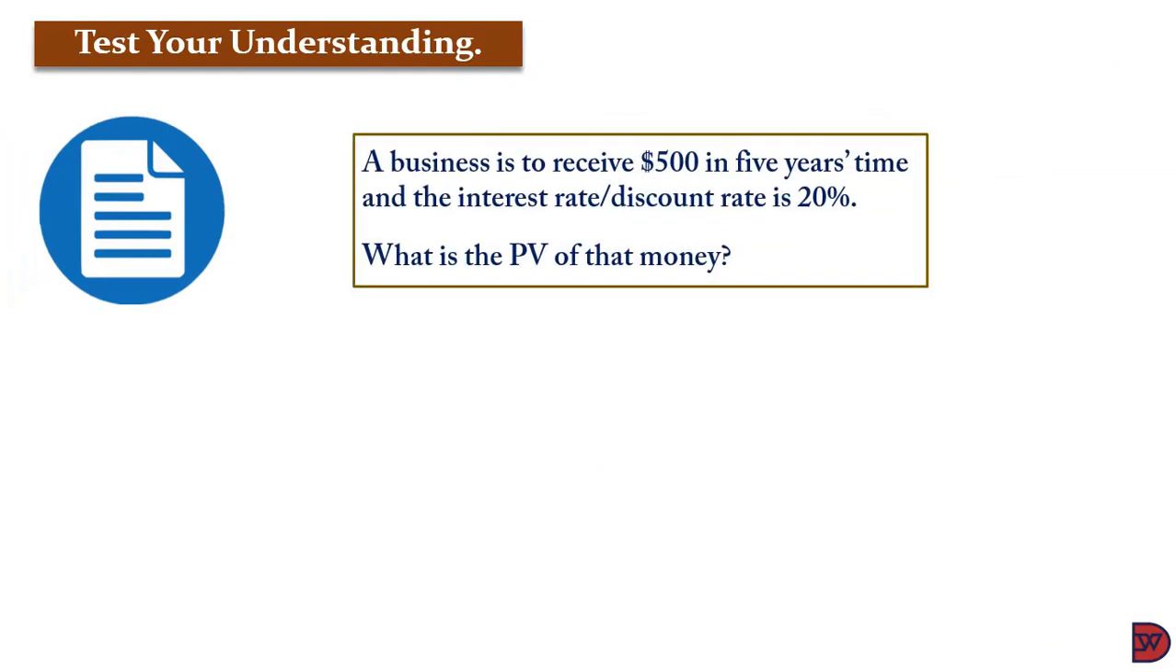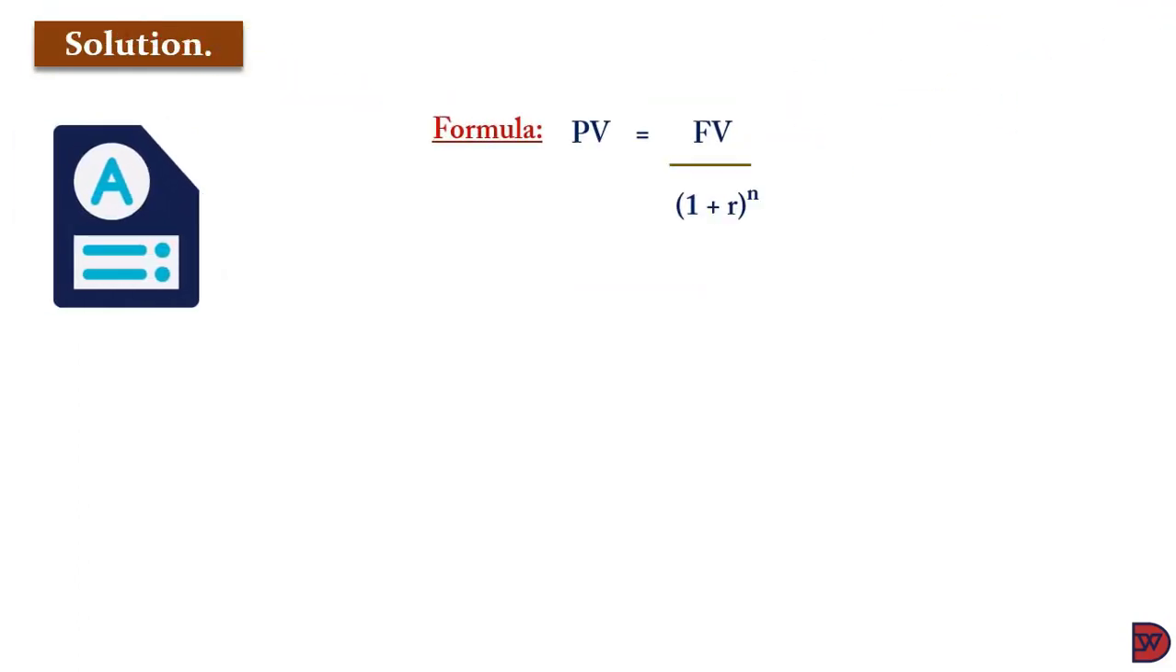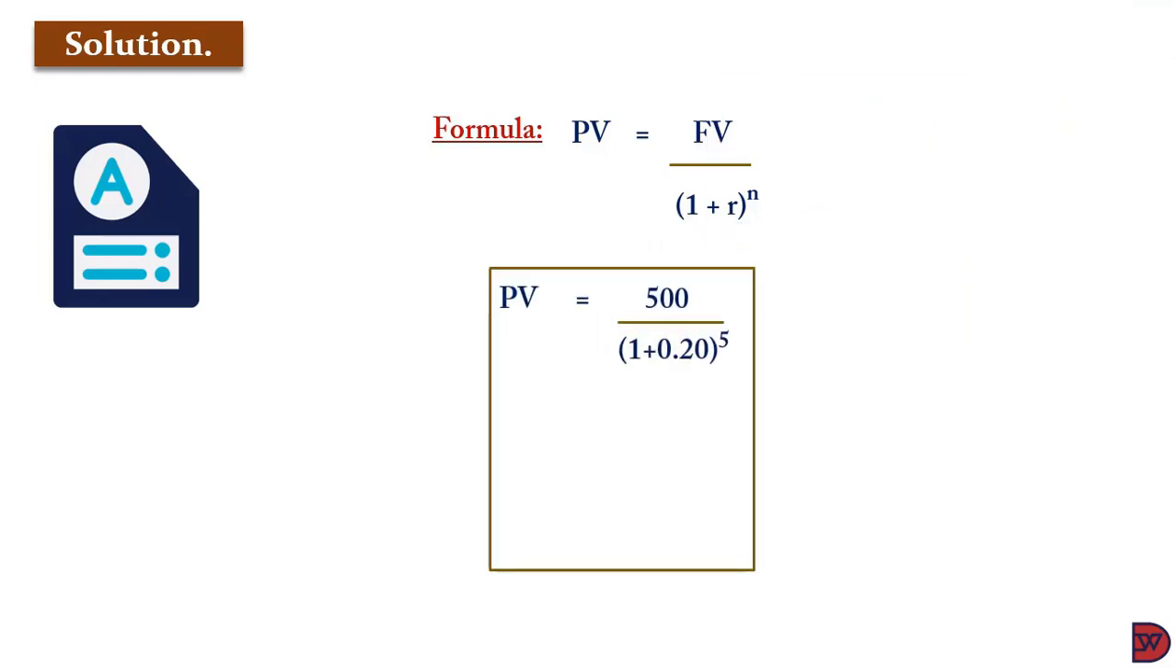Another test of understanding is, a business is to receive $500 in 5 years' time, and the interest rate or discount rate is 20%. What is the present value of that money? Again, we'll state the formula, present value being equal to the future value divided by 1 plus R raised to the power N. So the present value will be $500, which is the future value, divided by 1 plus 0.2, which is the discount rate, 20%, 20 over 100, all raised to the power 5, which is the 5 years that the $500 is worth.